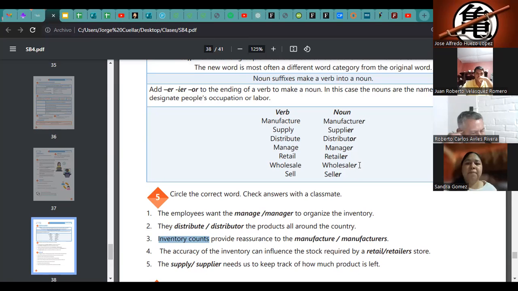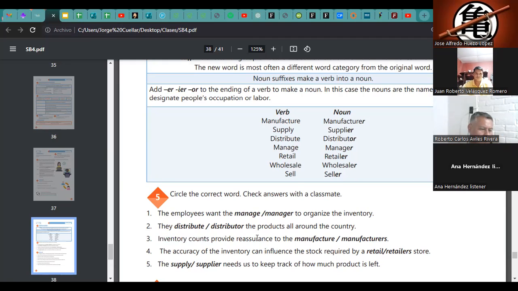Counts. Contabilizar el inventario? Something like that. Very good. So this is something that companies do once or twice or thrice a year. In the system it says that you have 100 shirts, for example, so you go and count the inventory. That is an inventory count. It's very necessary for many companies to do that one.